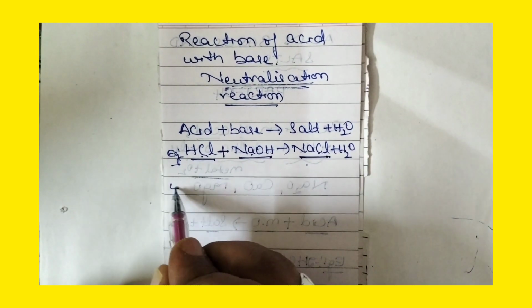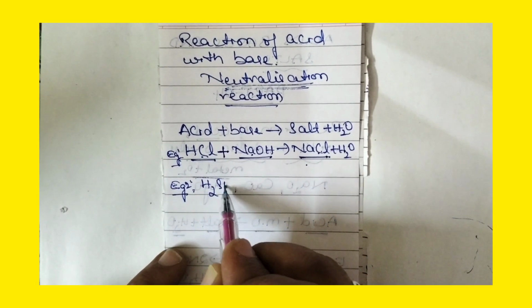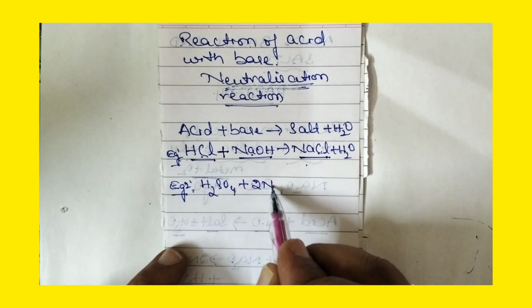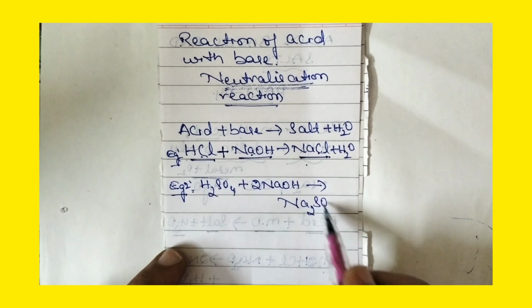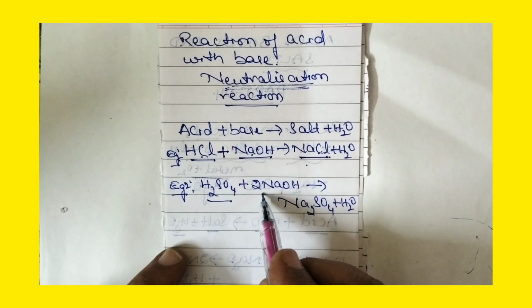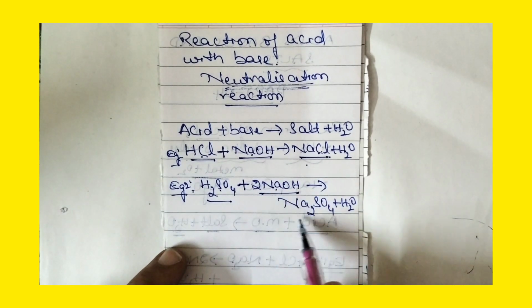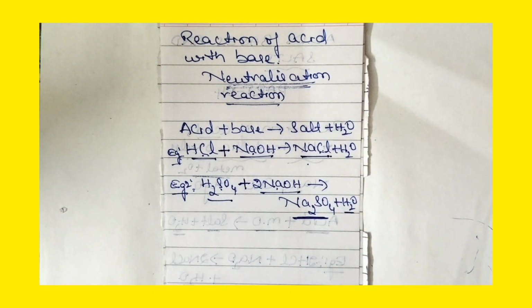So let us take one more example. In the second example I will take sulfuric acid, H2SO4, which reacts with sodium hydroxide, that is a base, to form salt and water. Here it forms a salt called sodium sulfate and water. So H2SO4 is an acid, sodium hydroxide is a base, and the reaction between acid and base forms salt and water. The name of the salt is sodium sulfate, which is another salt.